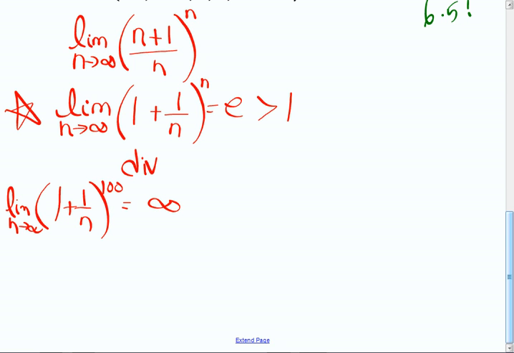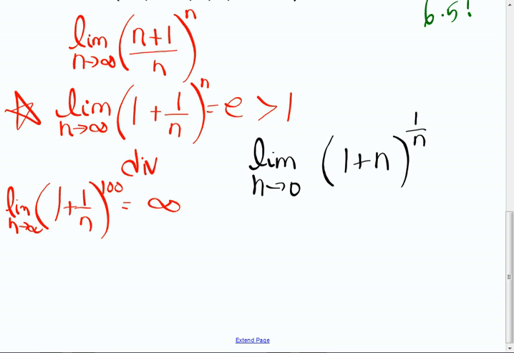Another version of this would be the limit, because while I'm here, I might as well do it, as n goes to 0 of (1 plus n) to the 1 over n. That's equivalent. That's also e. That's going to 0, but that's going to infinity. You see that it's exactly the same limit? I think that's kind of cool. No? And that is the ratio test.